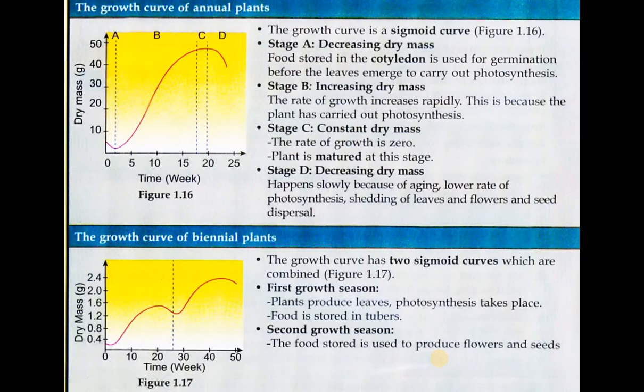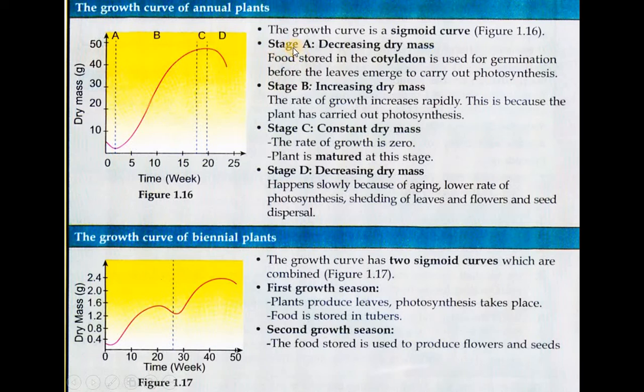Now we go to the growth curves in plants. The growth curve of most organisms is a sigmoid curve. What is the shape of the growth curve of plants? So we go first to the growth curve of annual plants. The growth curve is a sigmoid curve, like this. Why is it called a sigmoid curve? Because the shape of the graph is an S shape.